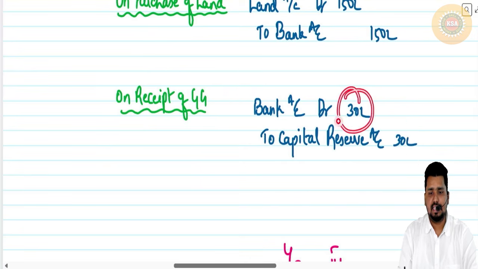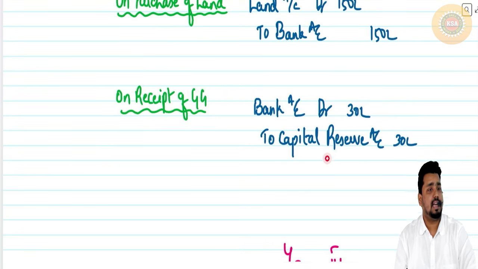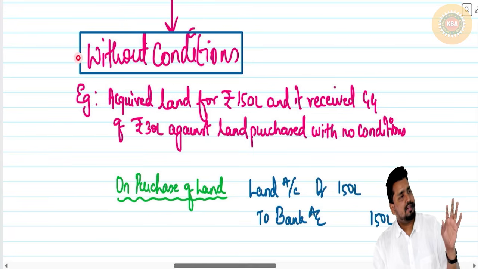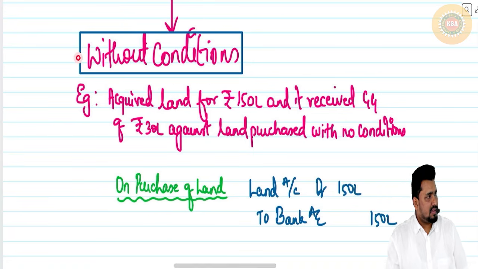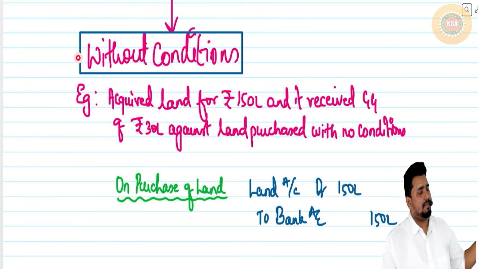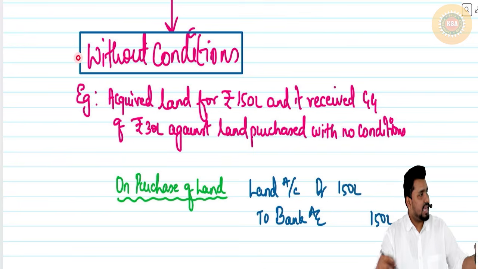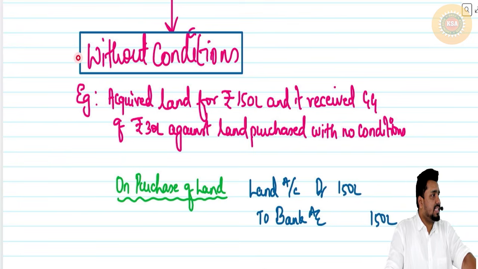How much are we receiving? 30 lakhs and 30 lakhs. Clear or not clear? This is without condition. But you tell me, will the government give anything without condition? Only certain times it will happen like that. But in most cases, the government will give an amount against a non-depreciable asset with certain conditions.